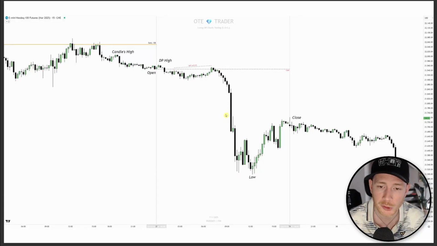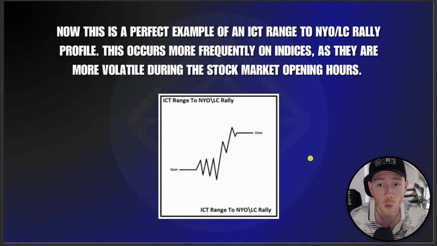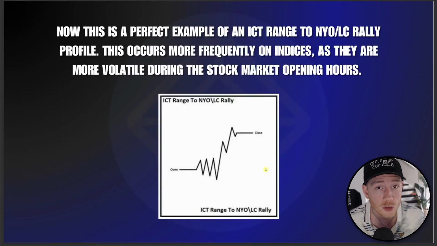This is where the distribution phase of the power of 3 happens. And then the retracement and the close finishes off that open high-low close daily candle. Now, this was a perfect example of an ICT range to New York Open London close rally. Now, this occurs more frequently on indices.